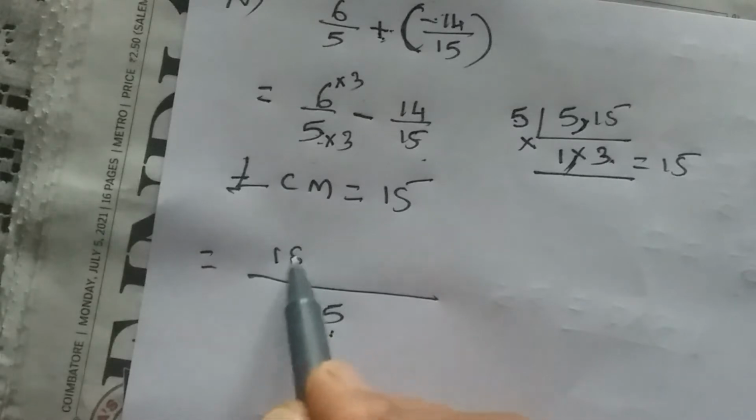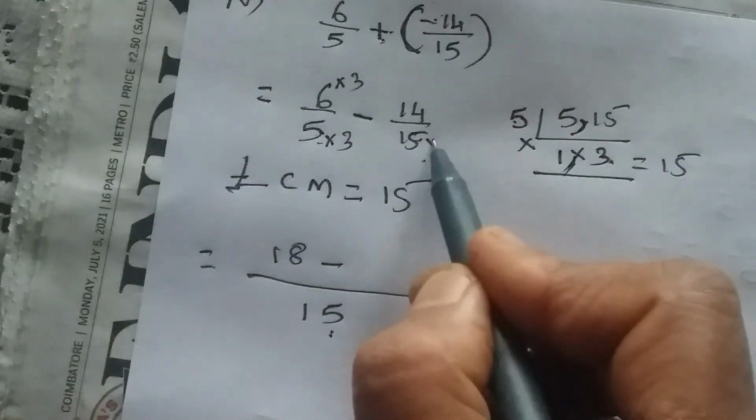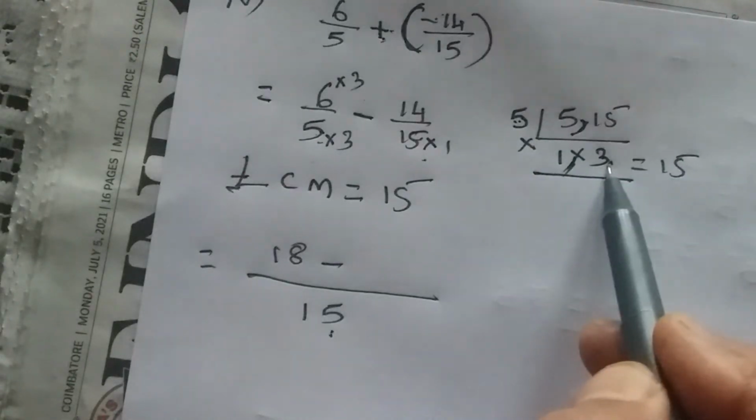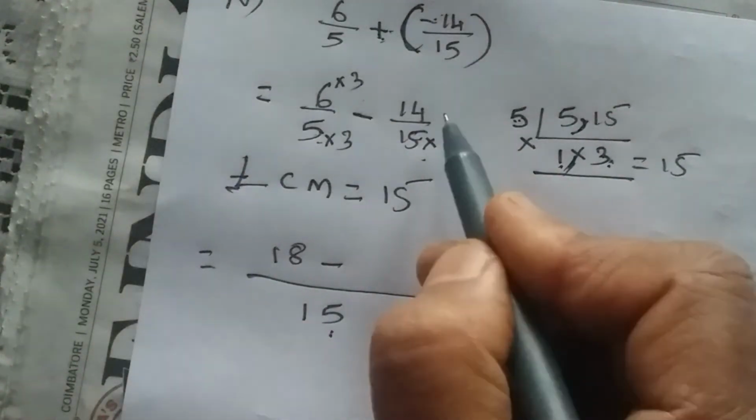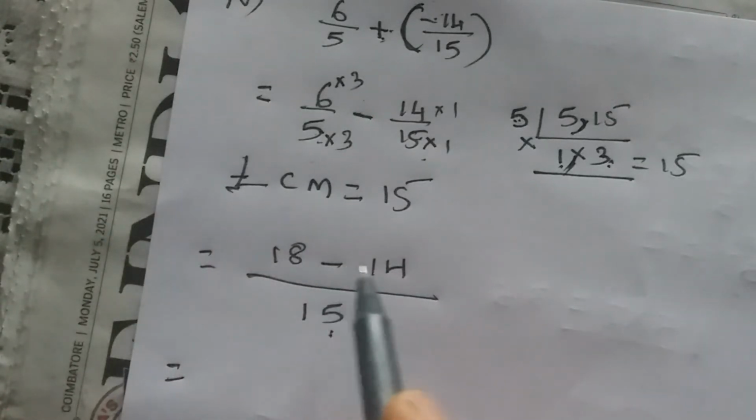6 3s are 18. Then minus 14, 15 into what is 15? It is so simple. 15 ones are 15. See, 5 3s is 15. What is left? 1. So multiply numerator also by 1. 14 ones are 14. Now it is 18 minus 14.